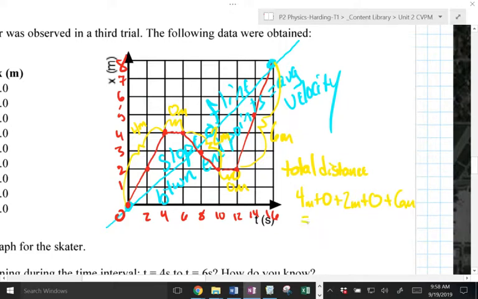Who's got a calculator? Wait, I got it. There we go. 12 meters. That's the total distance. The total time is 16 seconds. So for the average speed, I'm going to go.